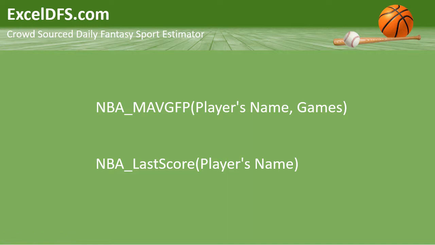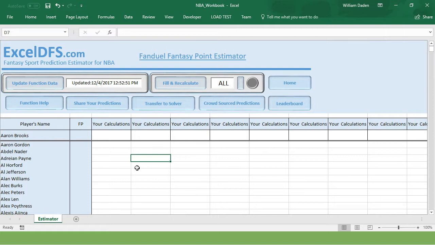NBA moving average fantasy points. To get a moving average, we need two arguments: the player's name and the number of games. A moving average of 5 games is simply the average fantasy points that player scored in the last 5 games. Incidentally, a moving average for 1 game is essentially the last score that was recorded for him. Okay, let's do something really simple here.